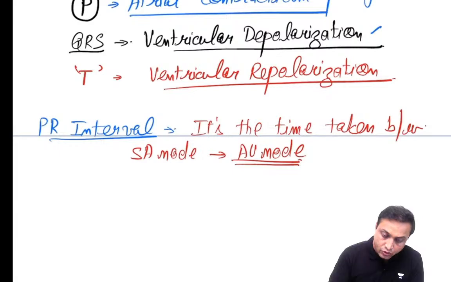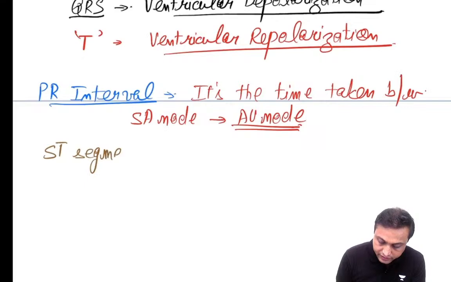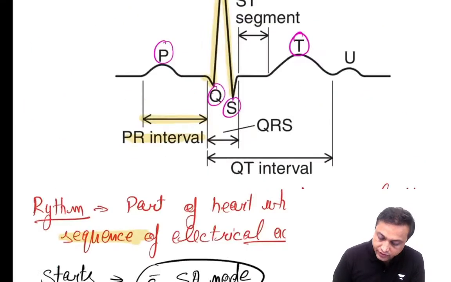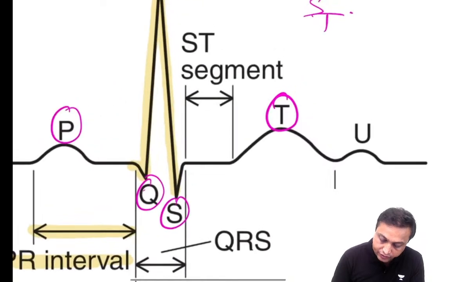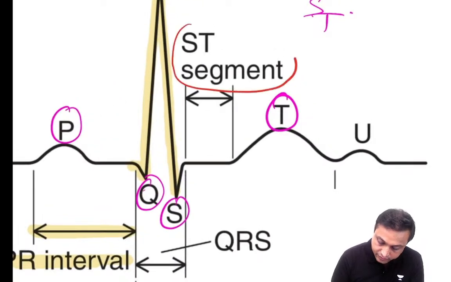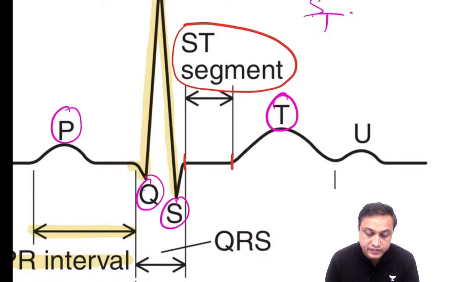Now we are left with one other important segment, that is called the ST segment. Now let's see, where is this ST segment? Here is this ST segment over here. This is the ST segment from the end of the S to the start of the T wave. This is called the ST segment.